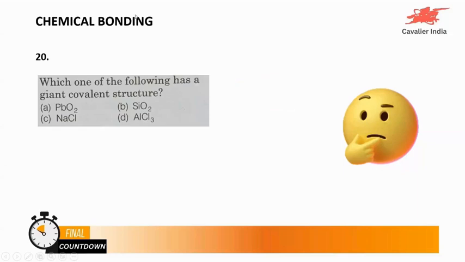Next, which one of the following has a giant covalent structure? Silicon dioxide, SiO2, has a giant covalent structure. The options are NaCl, AlCl3, PbO2, SiO2. So the answer is SiO2, which has a giant covalent structure.